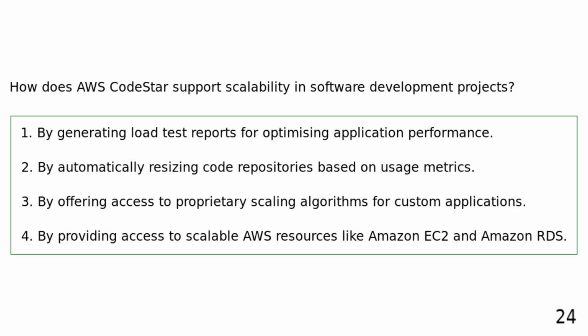How does AWS CodeStar support scalability in software development projects? By generating load test reports for optimizing application performance. By automatically resizing code repositories based on usage metrics. By offering access to proprietary scaling algorithms for custom applications. By providing access to scalable AWS resources like Amazon EC2 and Amazon RDS.